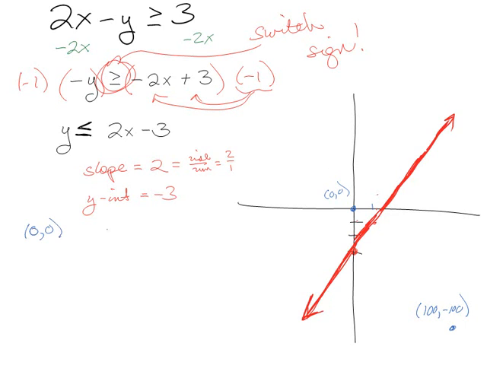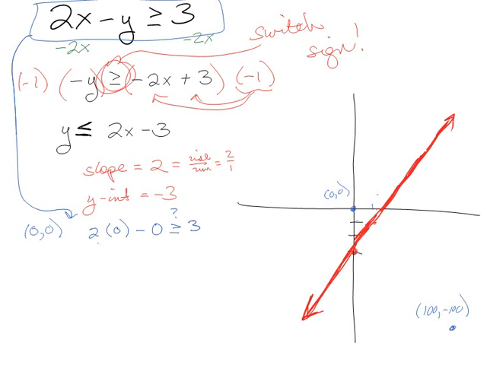If I check 0, 0, does that satisfy this equation? You can either use that equation or you can use the original. Sometimes people like to go back to the original equation just to make sure that they've got it right. So I'll do that. I have 2 times x, which is 0, minus y, which is 0. And I want to know, is that greater than or equal to 3? All right, 0, is that greater than 3? Well, no. So that's not on the side that I want to shade.